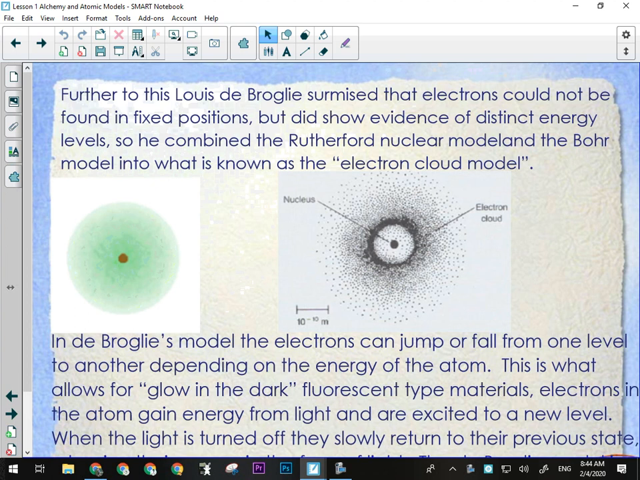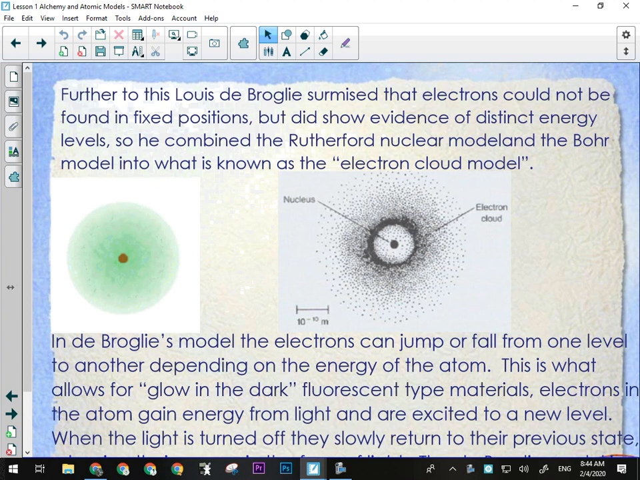Those 4 points. All matter is made of tiny indivisible particles called atoms. The atoms of one element are identical. Atoms of different elements are different. Atoms can combine in simple whole number ratios to form compounds. And in a chemical reaction, atoms can be separated, joined, or rearranged, but not turned into other atoms. So those were his 4 points.